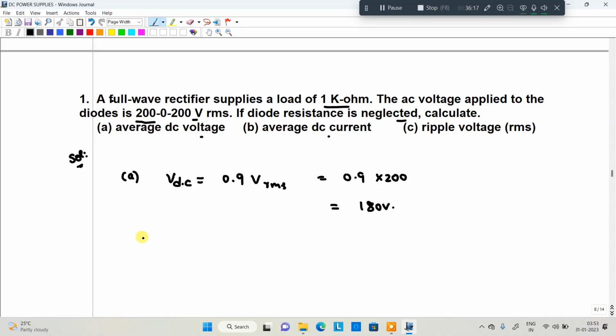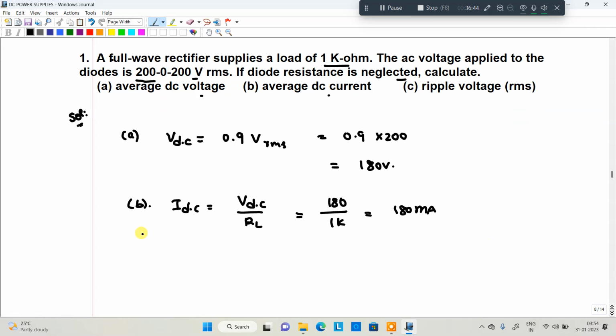Okay. Next, second, average value of DC current. That is IDC is equal to, again, VDC divided by RL. What is VDC? We got 180. RL is 1K. That will be 180 milliamperes.